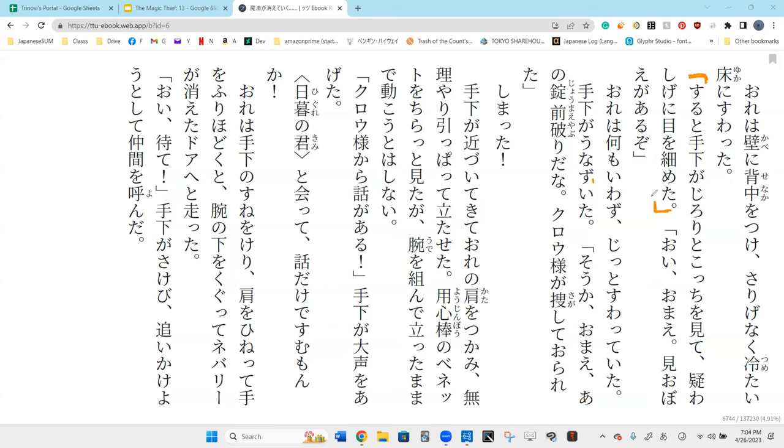We got Utagawashigeni, which is from Utagawashi, suspicious. Utagawashige ni me o osameta. Narrow.